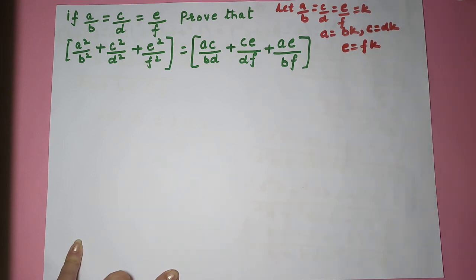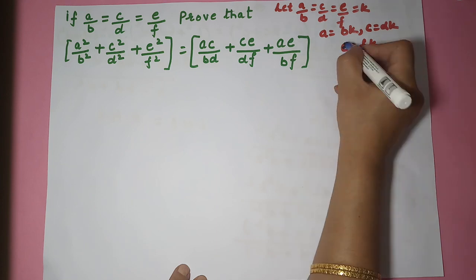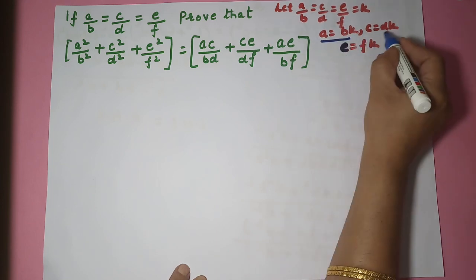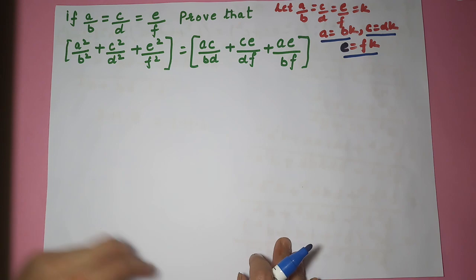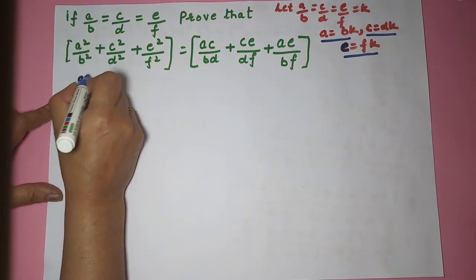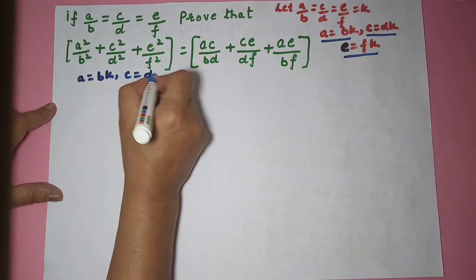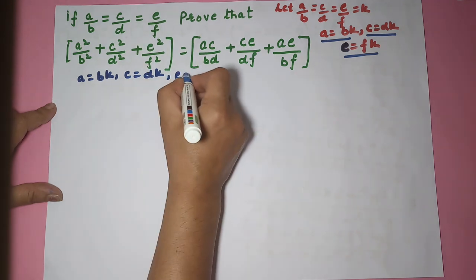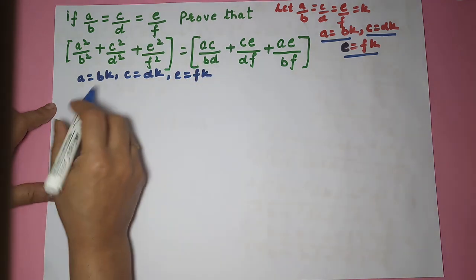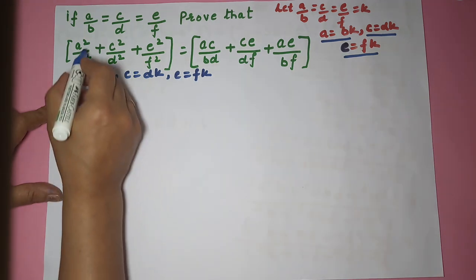So we are going to replace in the entire question now A, C and E. We are going to replace only A, C and E. So let me write these values here again. I have now A as BK, I have C as DK and I have E as FK. I'm going to replace only A, C, E. Rest I'm not going to touch.